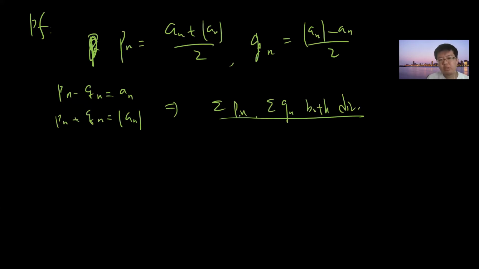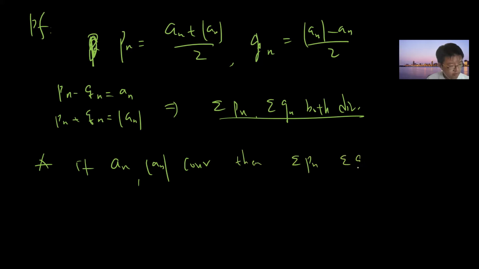Okay, so that means all of these will not converge to anything. Also notice that if the summation of An and the summation of the absolute value of An converge, then the summations of Pn and Qn converge.